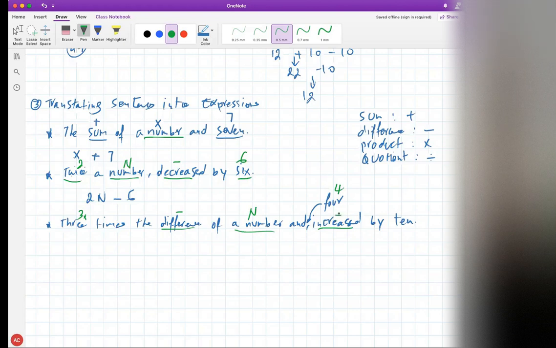No, 3 times, 3 multiply. Let me erase it. Okay, so increased by, of course, this is 10. And again, when you translate, that's one thing, but when you write the expression, it doesn't have to be exactly in this order, like 3 minus n. That's not how it works. As you can see here, it did not work that way. It's not always exactly this order, so think about the order.